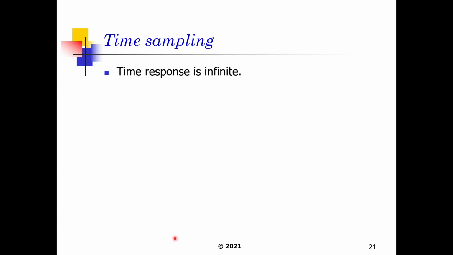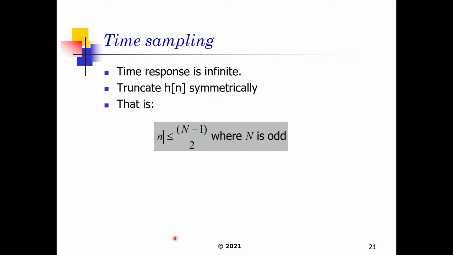In dealing with the ideal low-pass filter response, remember that the time response is going to be infinite in nature. So that means we know that when we apply our symmetric sequence to our h of n, we need to make sure that we truncate h of n symmetrically in order to do this for the FIR filter design. So we need to make sure that for n, we go from negative n to positive n accordingly, to make sure that the length of the n vector is going to be odd.